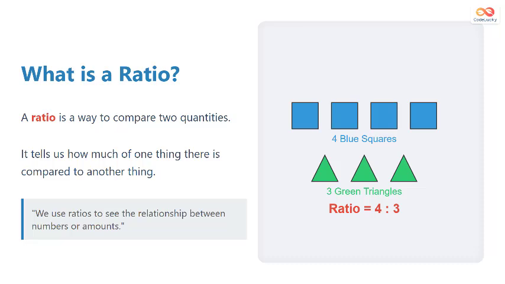So, what exactly is a ratio? Put simply, a ratio is a way to compare two different numbers or quantities. It tells us how much of one thing we have in comparison to another. For example, if we have 4 blue squares and 3 green triangles, the ratio of squares to triangles allows us to describe that relationship mathematically.